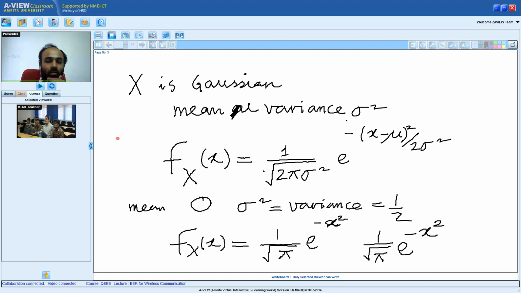Have you been following what I have been writing so far? That is Gaussian distribution. Can you tell me a little more about the Gaussian distribution? What is the shape of the Gaussian distribution? How does it look like? It is a bell-shaped curve, correct? Everyone can see this. It is symmetric about the mean, right? Symmetric about the mean mu.